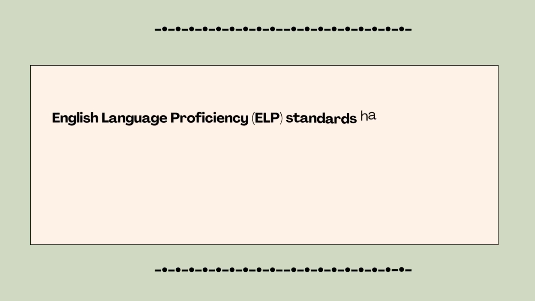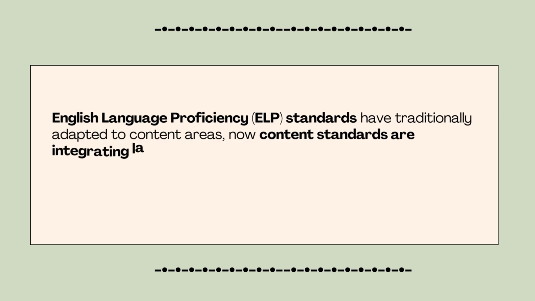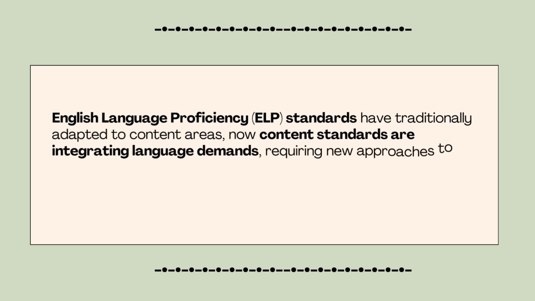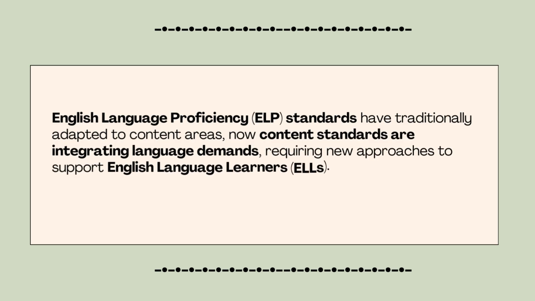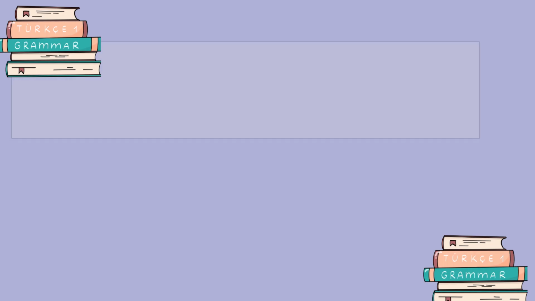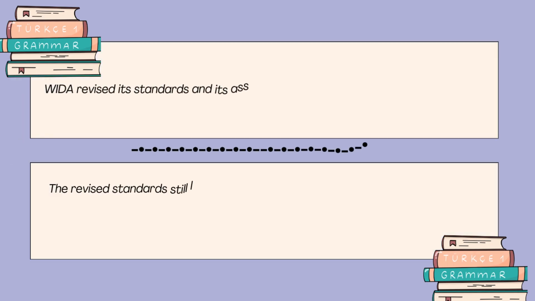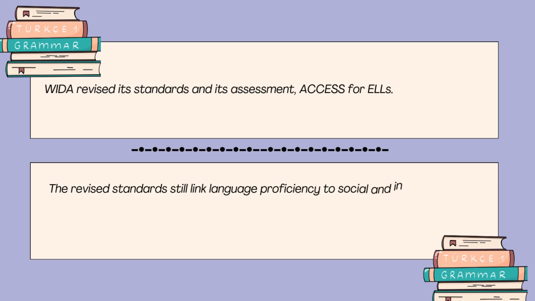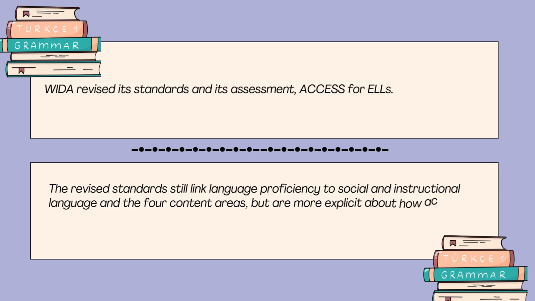Now, English language proficiency or ELP standards have traditionally been adapted to content areas. Now, content standards are integrating language demands, requiring new approaches to support English language learners. So, the understanding of this could actually promote the idea that language is an active tool for learning content rather than a separate skill. However, there are two consortia developing English language proficiency assessments that are aligned to the new content standards, and these are ELPA21, revised standards, and ACCESS for ELLs. So yeah, these revised standards still link language proficiency to social and instructional language.